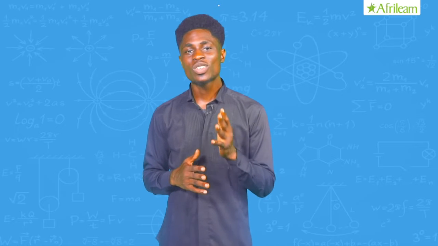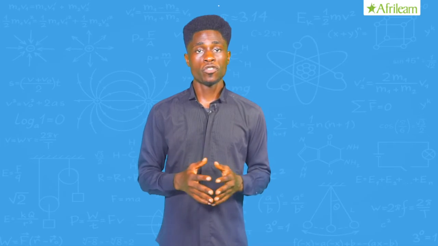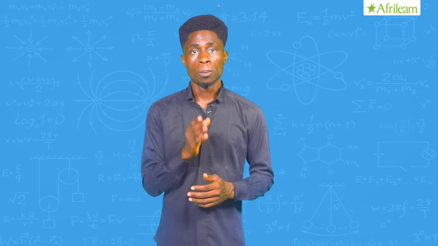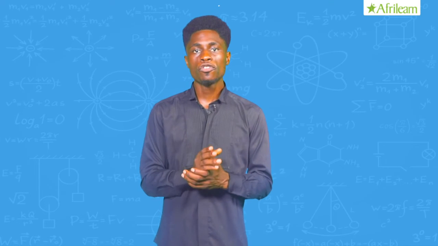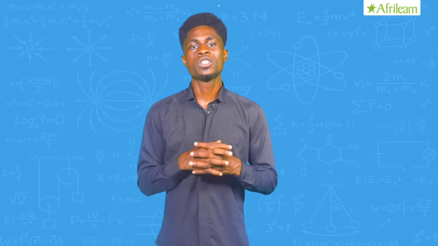The equation that best connects u, v, t, and s is s equals ut plus half at squared. Therefore, s will now be 0 times 5 plus half times 4 multiplied by 5 squared. And we have s equals 50 meters.